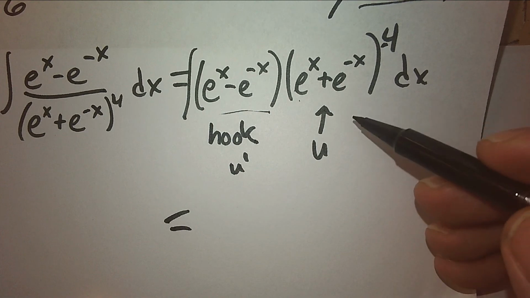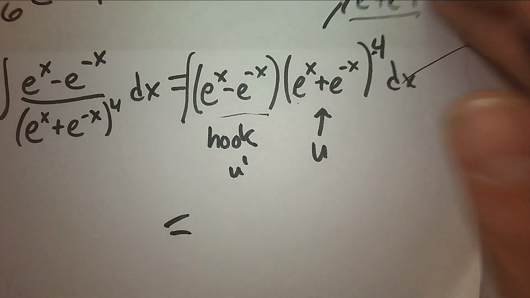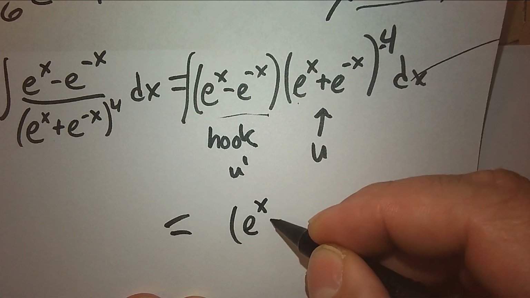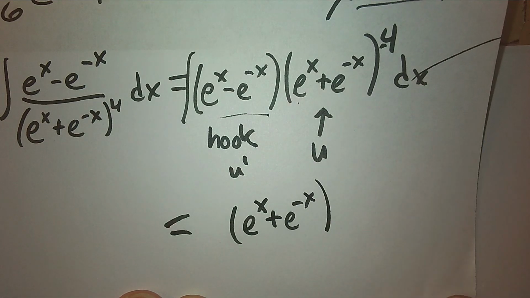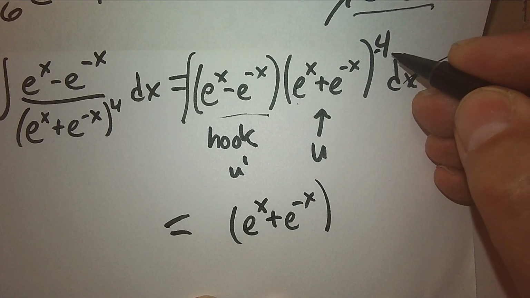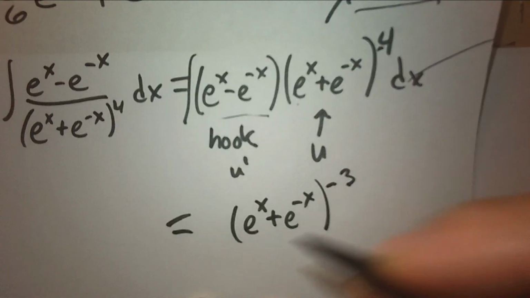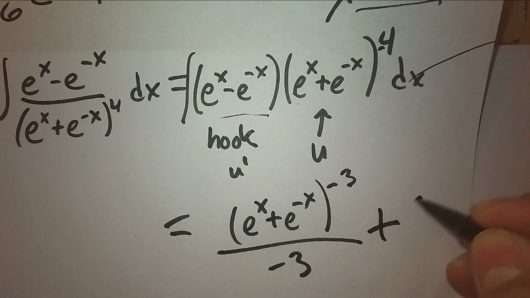Well, how do I integrate? This is actually just the anti-power rule. So what's the base? E to the x plus e to the negative x. The anti-power rule is add 1 to -4, and it's now what? And then you divide by what exponent? And don't forget the done.